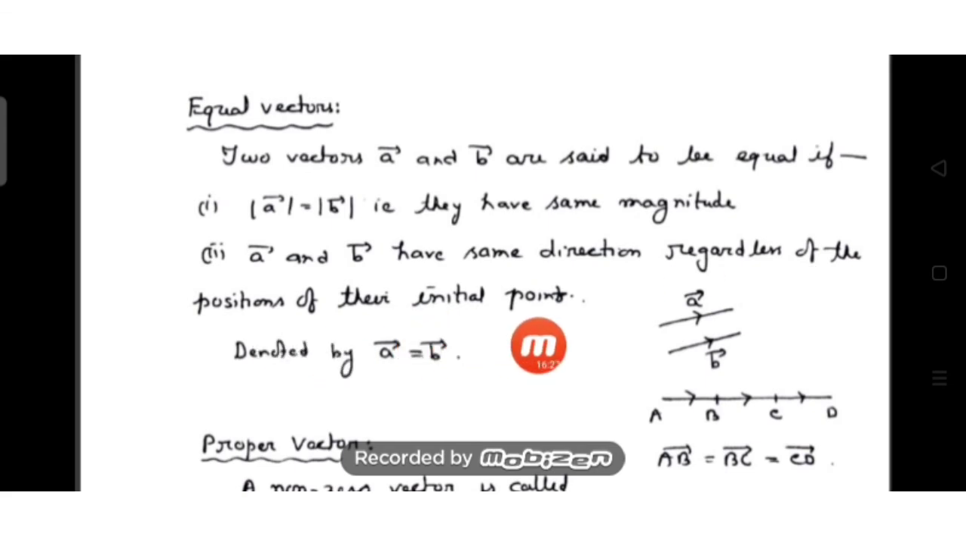regardless of the position of the initial point. So in that case we call the vectors A bar and B bar equal, and symbolically they are denoted by A bar is equal to B bar. Let me show it in the diagram. Here A bar and B bar are two vectors. You see their magnitudes, the lengths of the line segments, are the same.